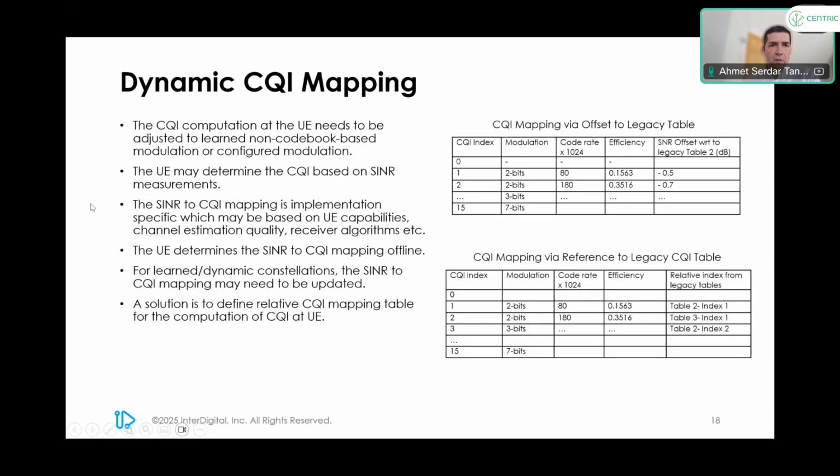Another step forward is updating the CQI mapping, which is a fundamental block for determining the MCS. Basically, the UE measures the channel, feeds back a CQI, and the network decides which modulation and coding rate to use. However, typical CQI computation is usually implementation specific. The UE has to map the SINR to CQI based on its capabilities, channel estimation quality, receiver algorithms, etc. It is usually done offline, and each UE may have a slightly different SINR to CQI mapping, which may even be proprietary and implementation specific.